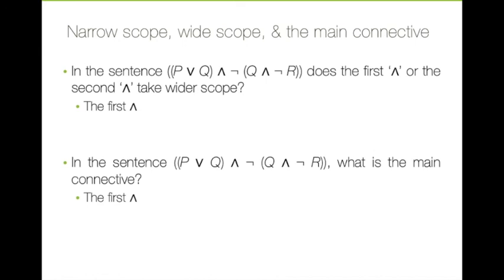If we're constructing that sentence, it will be added later. And in fact, it's the connective that is added last. The first conjunction is the main connective. To see that it's the main connective, think about how you would build up this complex statement, starting with the atomic sentences P, Q, and R. That first conjunction would be the connective added last, so it's the main connective.